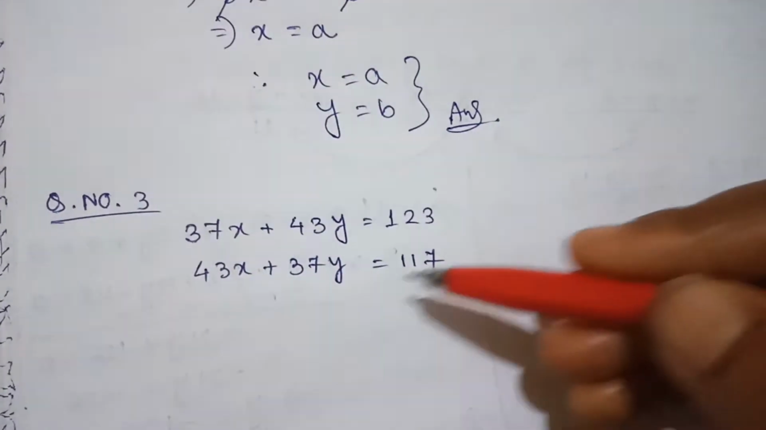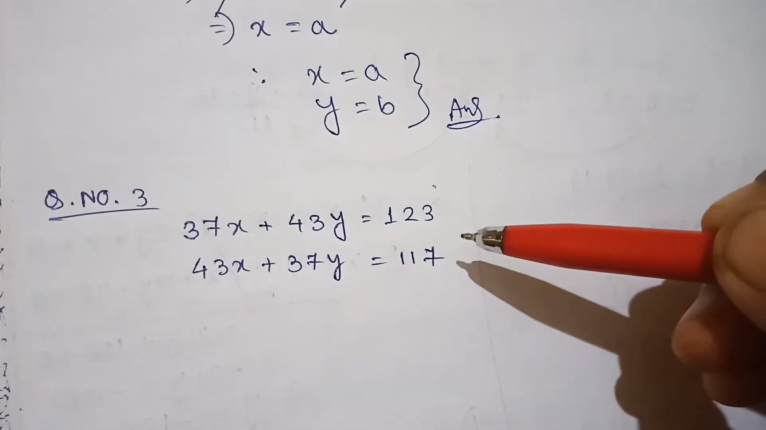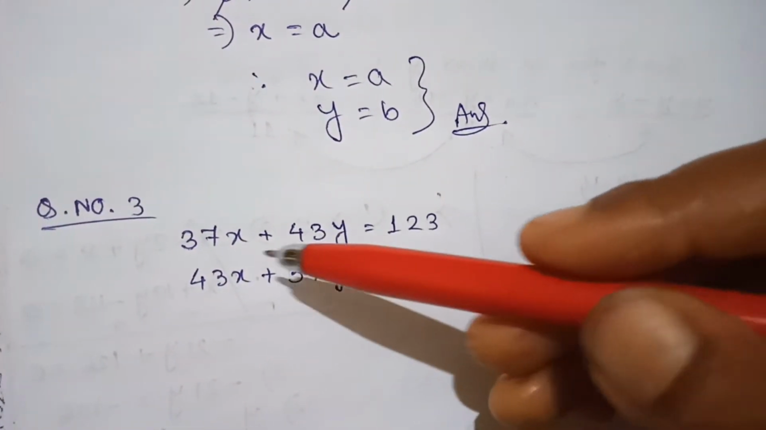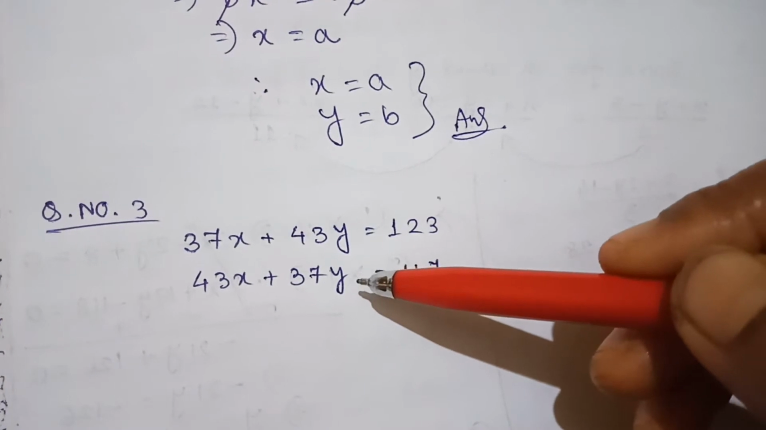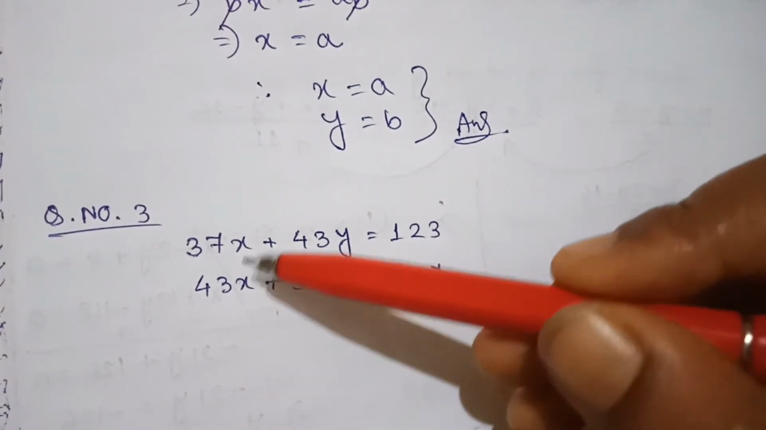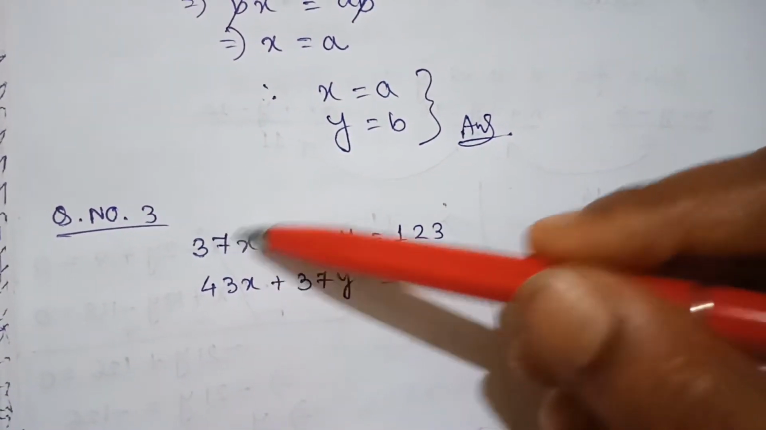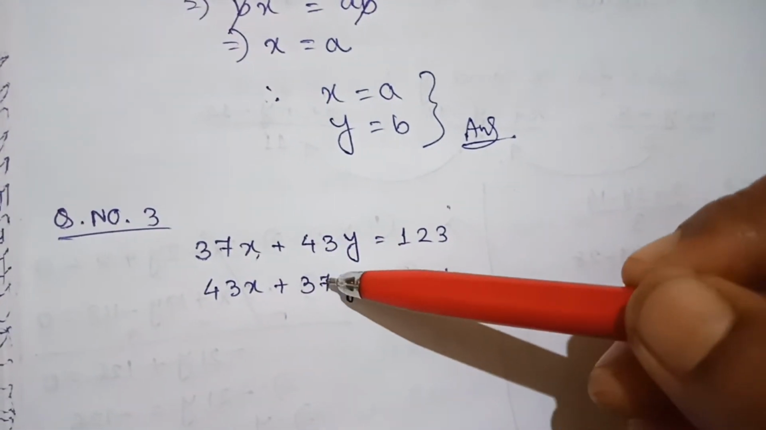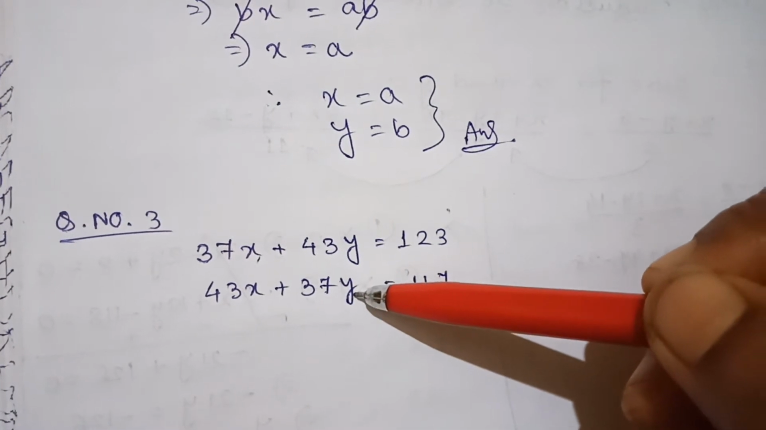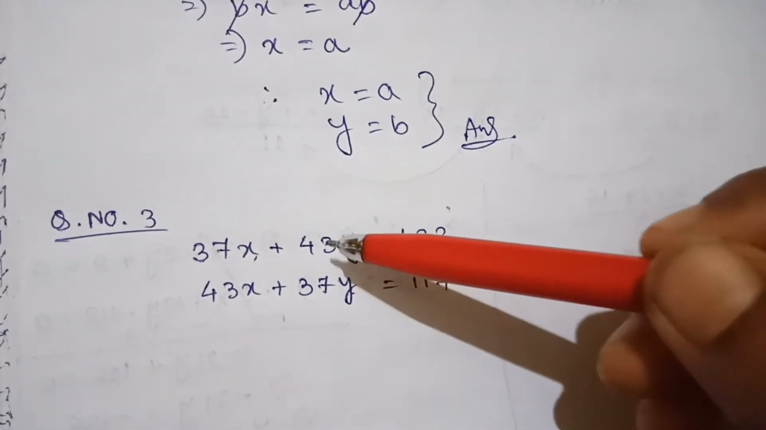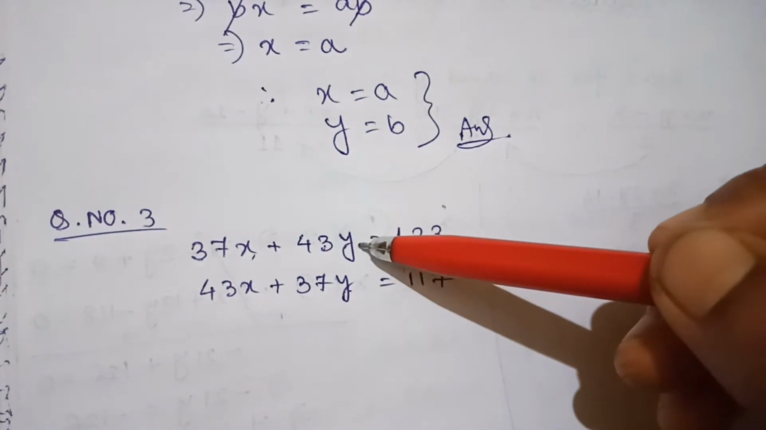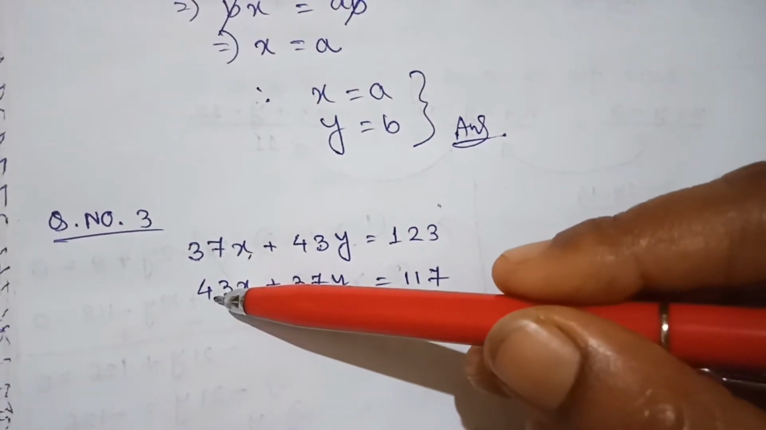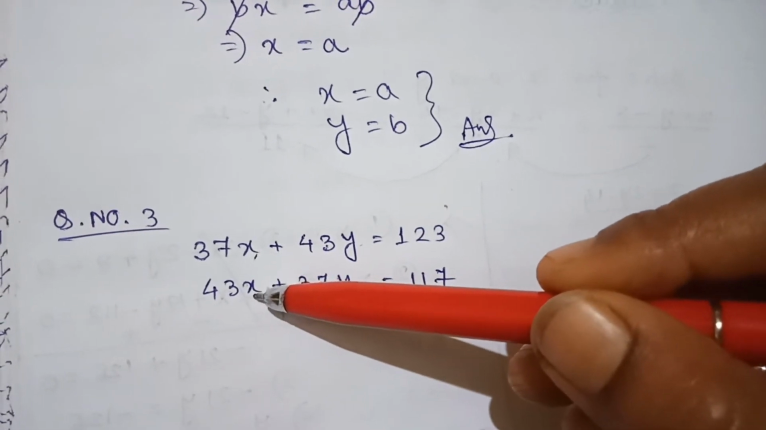This next question is a very interesting type. Look at the question's pattern. This pattern will give us a very interesting process also. Look, 37 is the coefficient of x in the first equation. 37 is the coefficient of y in the second equation. 43 is the coefficient of y in the first equation, and 43 is the coefficient of x in the second equation.